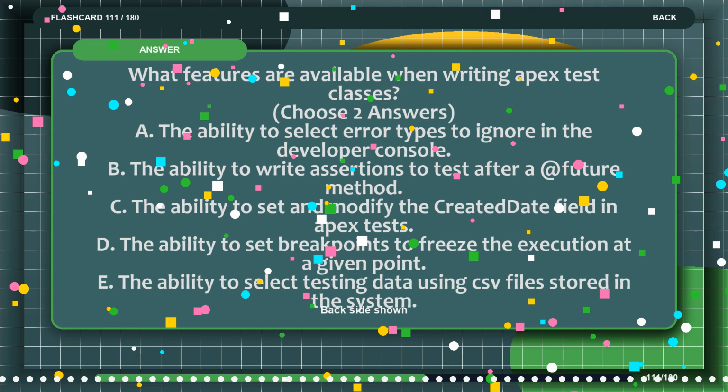The answer is: what features are available when writing Apex test classes? Choose two answers. A. The ability to select error types to ignore in the developer console. B. The ability to write assertions to test after a future method. C. The ability to set and modify the created date field in Apex tests. D. The ability to set breakpoints to freeze the execution at a given point. E. The ability to select testing data using CSV files stored in the system.